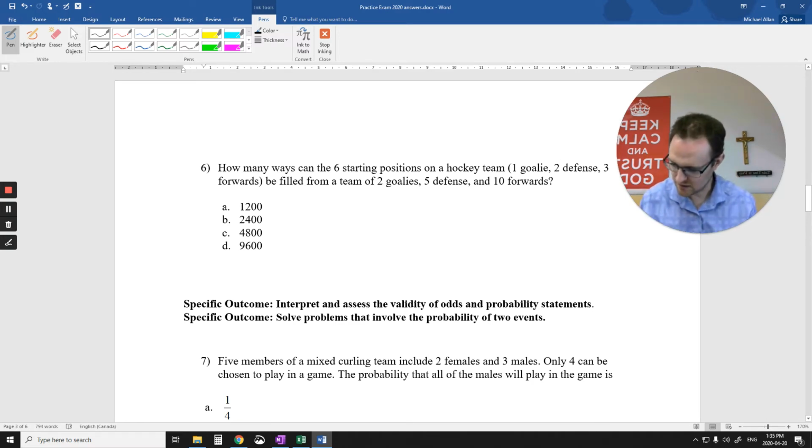Well, we're going to also assume that a left defenseman versus a right defenseman are essentially just grouped in together here.